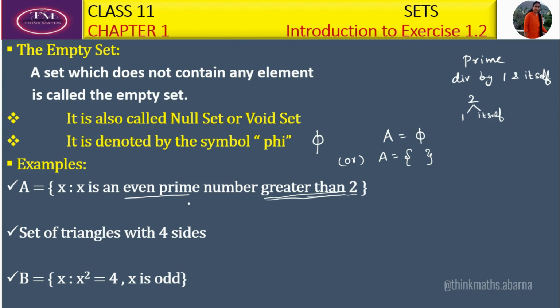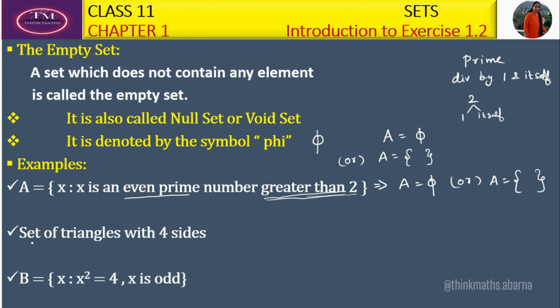So this prime number will not be included in this set because they need an even prime number greater than 2. There is no other prime number greater than 2 which is even. So the only even prime number is 2, and here it is greater than 2, so we cannot have any elements in this set. So the solution is A is equal to phi, that is, it is empty. Or we can write A is equal to null set: open the curly bracket, leave some space and close the curly bracket. There are no elements in this set.